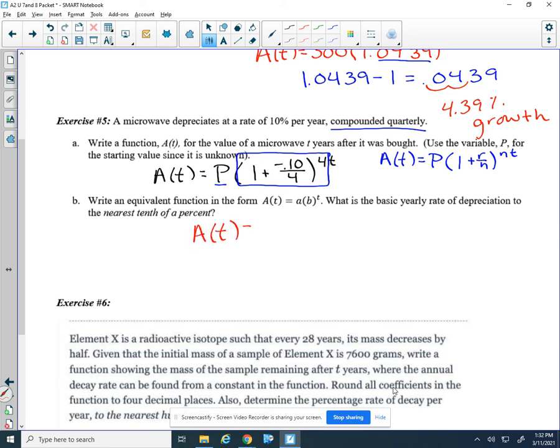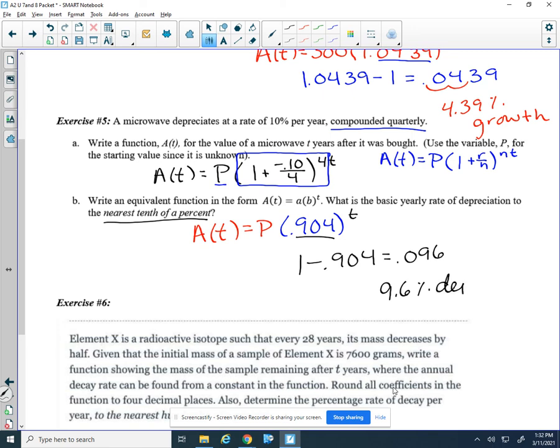So we have A of t equals P. The part in blue evaluates to 0.904 to the t. So when we find the yearly rate of depreciation, we're doing 1 minus 0.904, which is 0.096. So move the decimal over 2. We just needed the 0.1% here, so I did 3 decimal places so that we end up with 1 decimal place here. Depreciation is more of a financial term for decay, so that's why we have that word there.